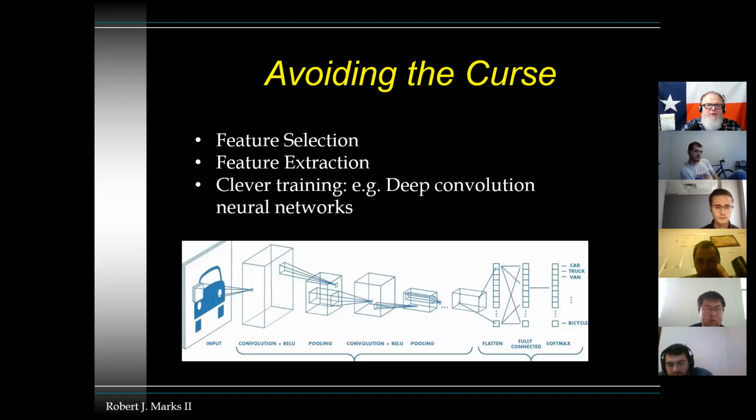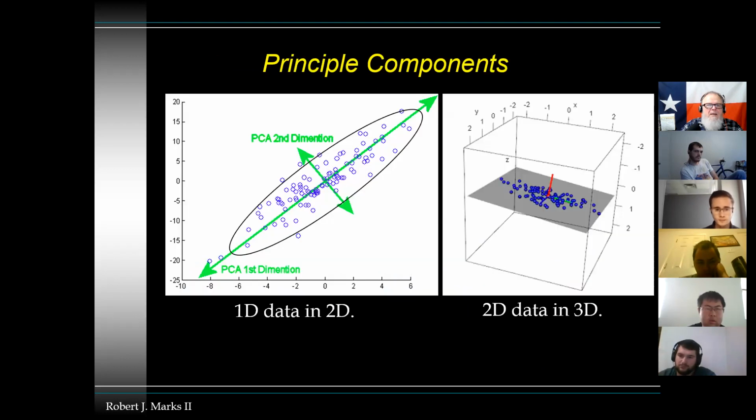Yeah, so this is a deep convolutional neural network, and we will go into those later. Here is principal components. Principal components is a statistical method which is used a lot for the following case. Suppose that you have a 3-dimensional surface here, or 3-dimensional data.